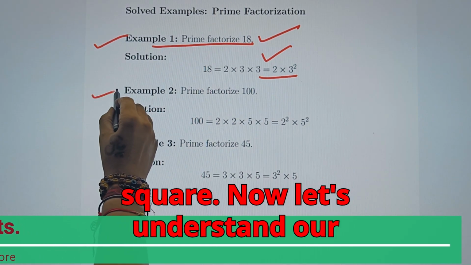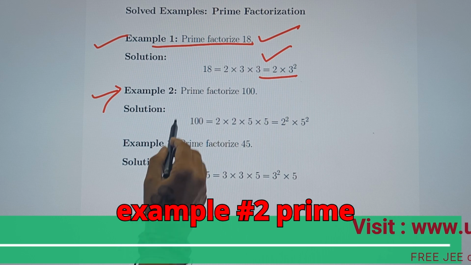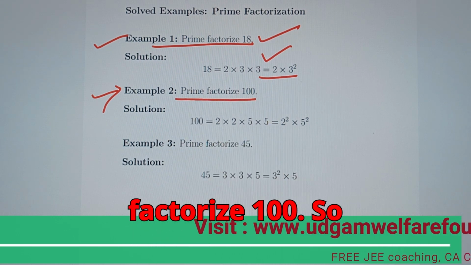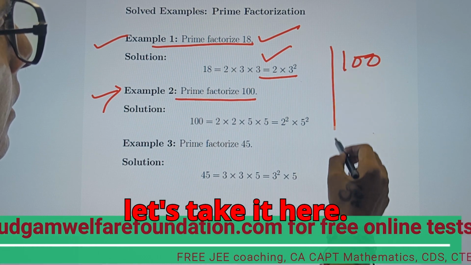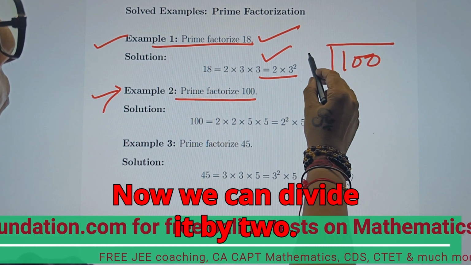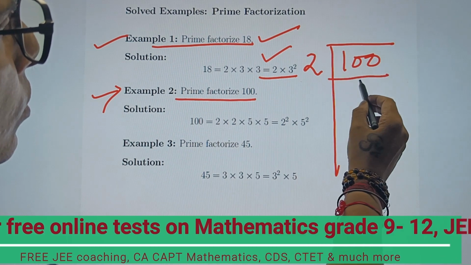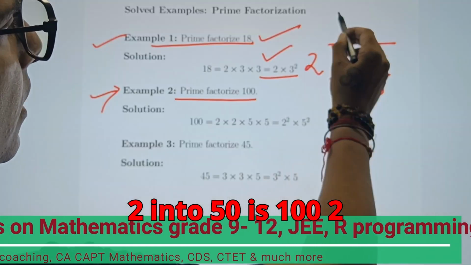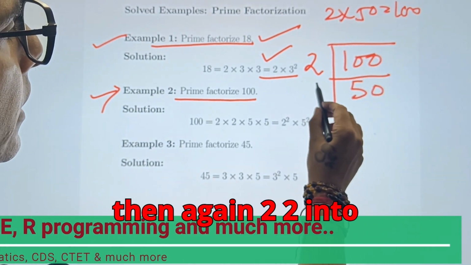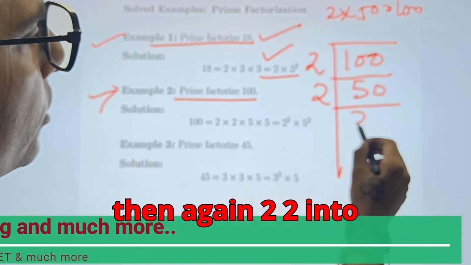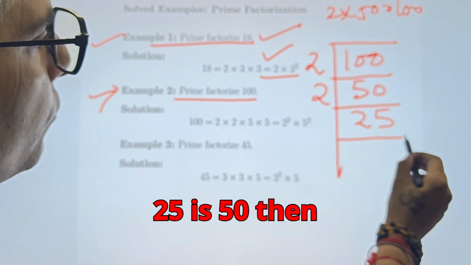Now let's understand our example number 2. Prime factorize 100. So let's take it here. Now we can divide it by 2. 2 into 50 is equal to 100. Then again 2. 2 into 25 is 50.